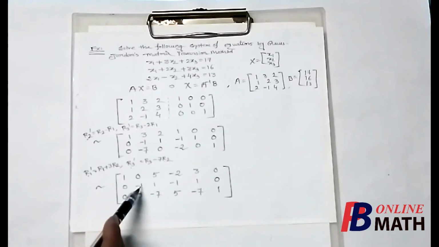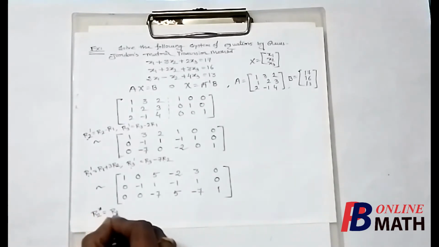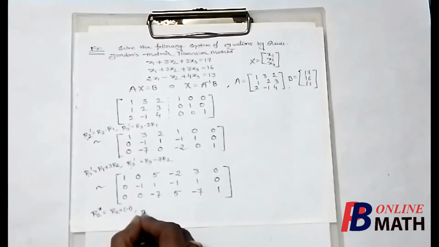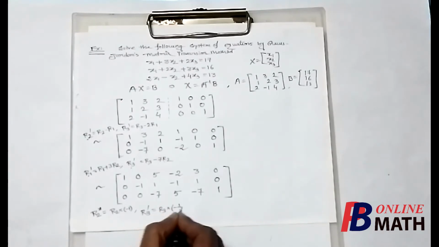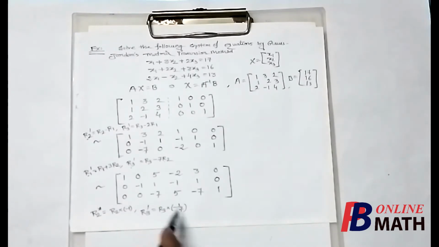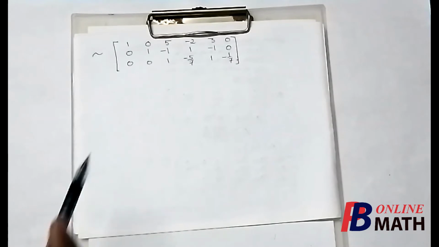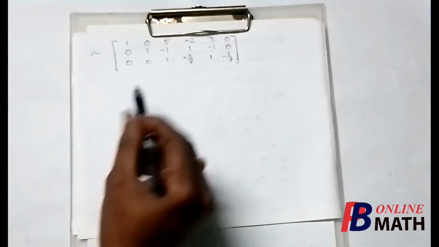Next we want to make this element 1 and also this element 1. For that, we multiply the second row, that is R2 dash equal to R2 into minus 1, and we apply this row operation, R3 dash equal to R3 into minus 1 by 7. So if we multiply the second row by minus 1 and the third row by minus 1 by 7, then this element will be 1 and also this element will be 1. So if we multiply the second row by minus 1 and the third row by minus 1 by 7, then we get this augmented matrix.